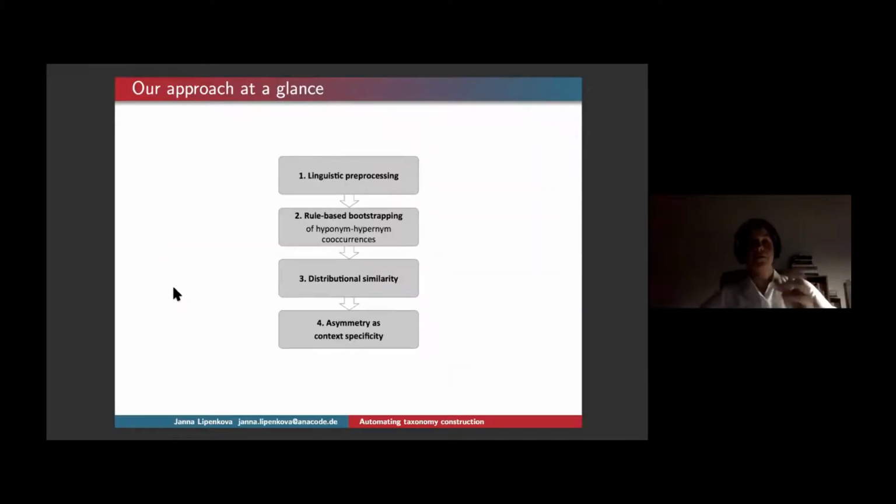Okay, so now a quick summary of the approach that we use on this data. It's an approach in, let's say, 3 steps plus the pre-processing step, which is very important. So first step, linguistic pre-processing. Then the second step is rule-based bootstrapping of co-occurrent hyponym-hyperonym pairs. The third step is using distributional similarity to identify potential hyperonymy candidates without co-occurrence. And the fourth step then is asymmetry as context specificity.